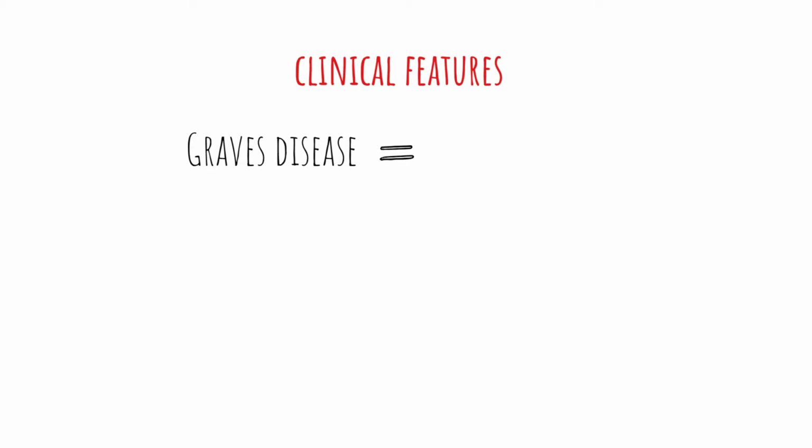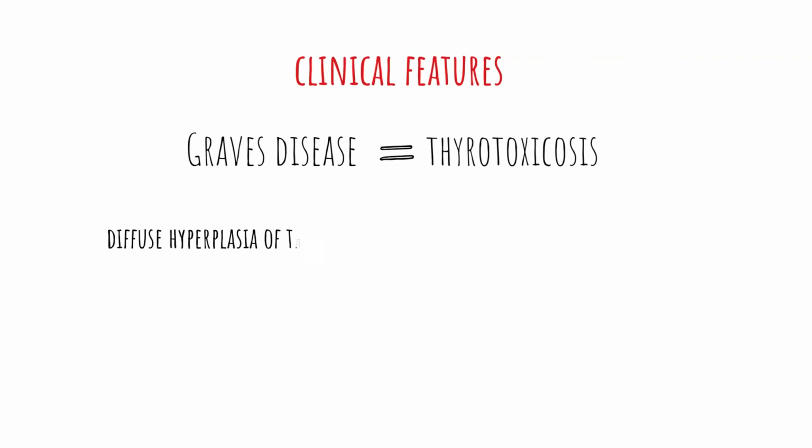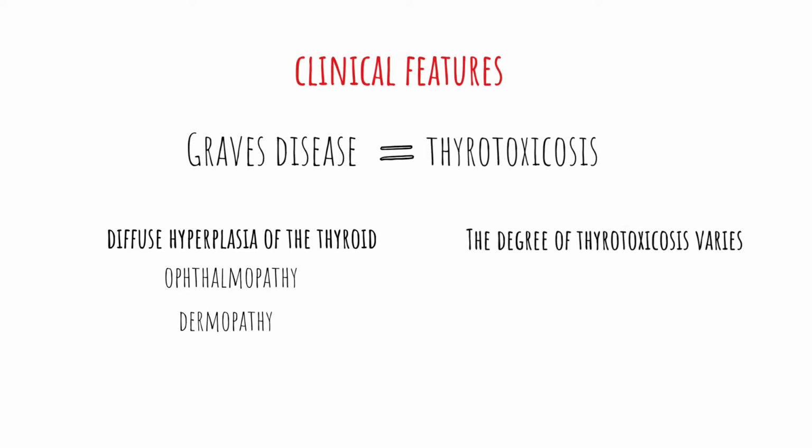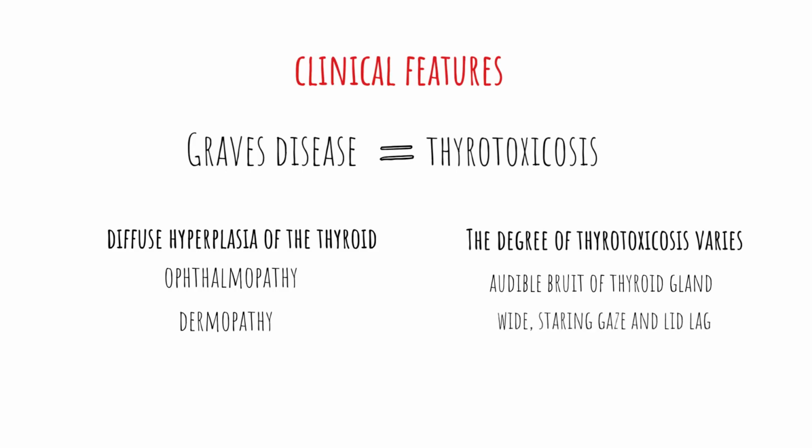Clinical features. The clinical manifestations of Graves' disease include those common to all forms of thyrotoxicosis, which is discussed in another video, as well as those associated uniquely with Graves' disease: diffuse hyperplasia of the thyroid, ophthalmopathy, and dermopathy. The degree of thyrotoxicosis varies from case to case, and the related changes may sometimes be less conspicuous than other manifestations of the disease. Increased flow of blood through the hyperactive gland often produces an audible bruit.